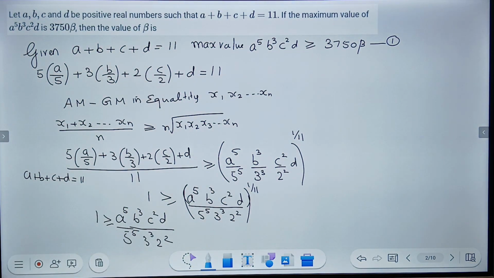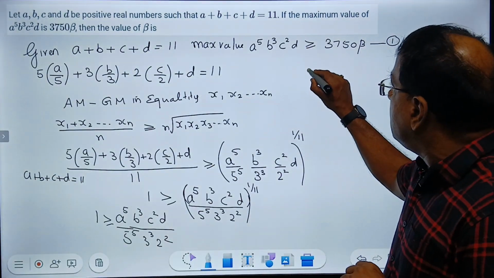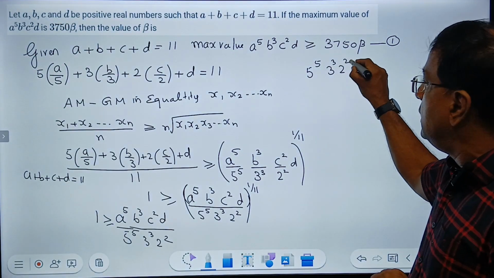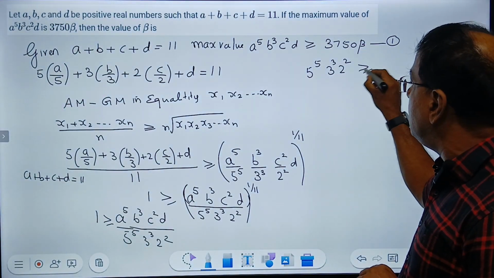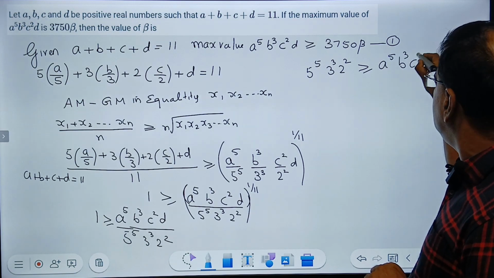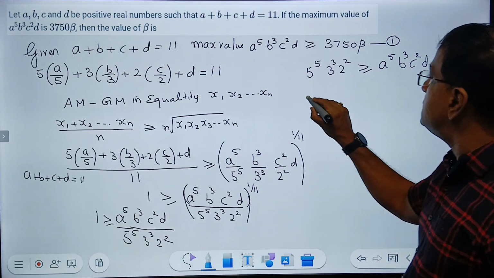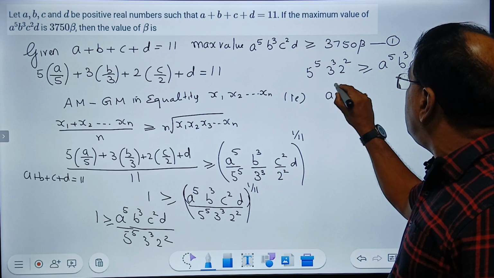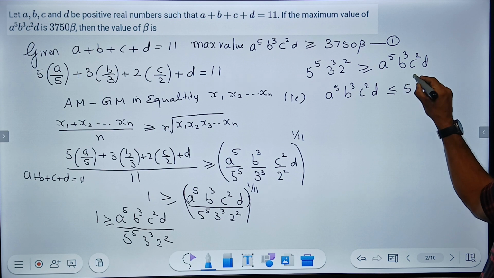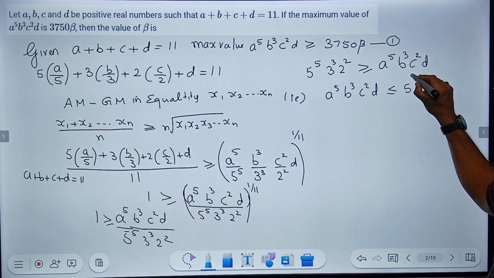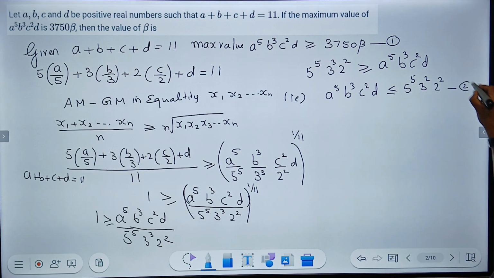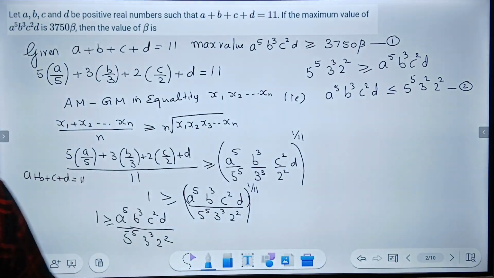Now you cross multiply. When you cross multiply, what do you get? You will get 5 power 5, 3 cube, 2 square is greater than or equal to a power 5 b cube c square d. So I can rearrange this as a power 5 b cube c square d is less than or equal to 5 power 5, 3 cube, 2 square. Call this 2. Is that clear? Now what should I do?